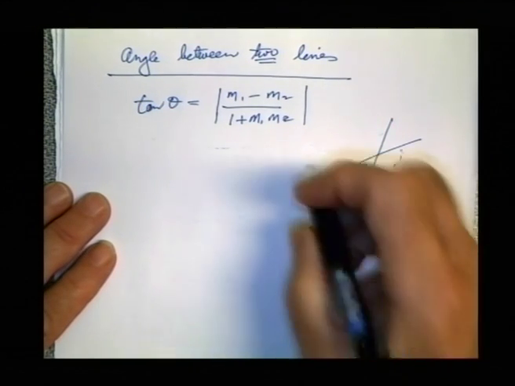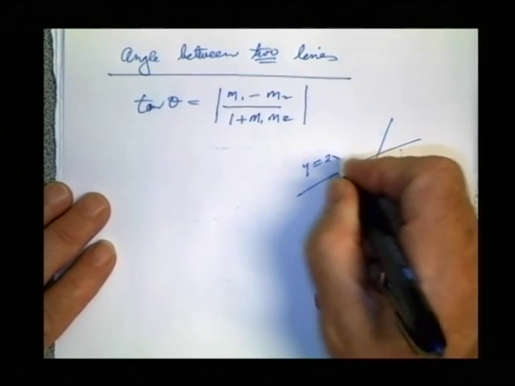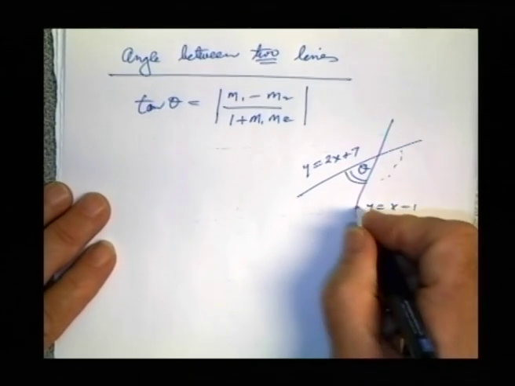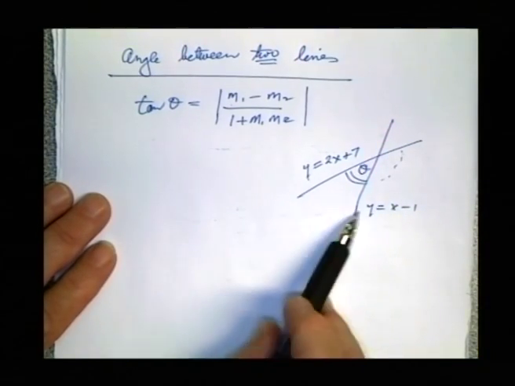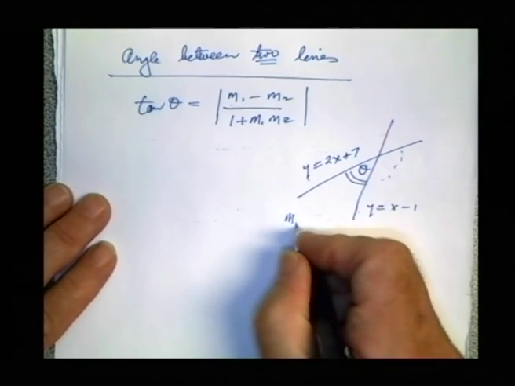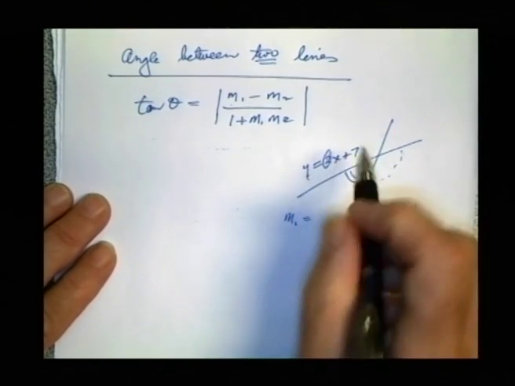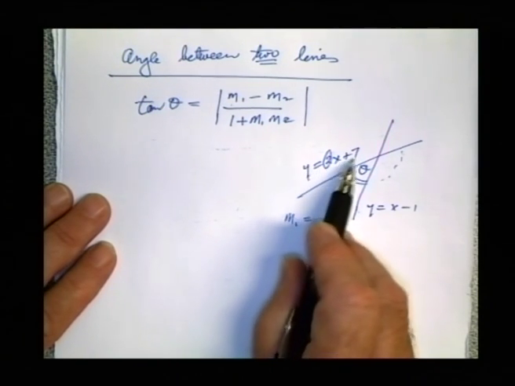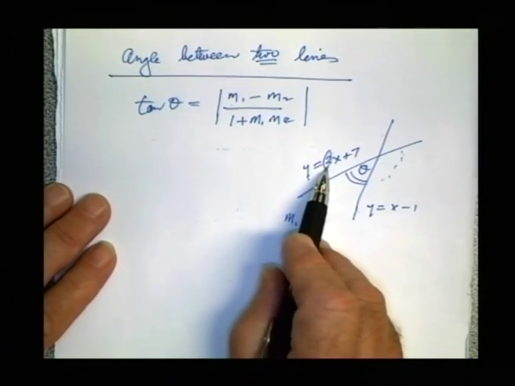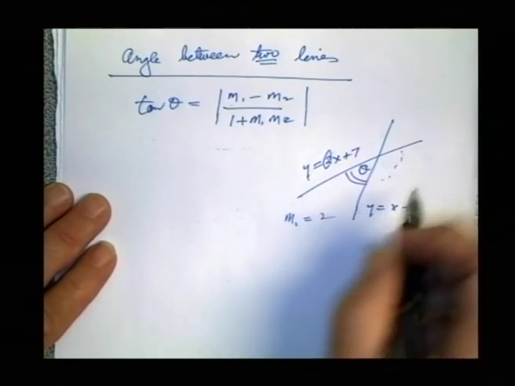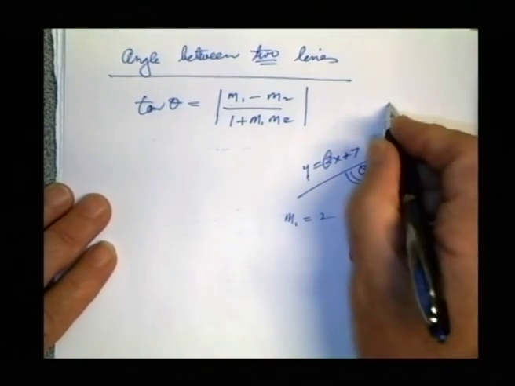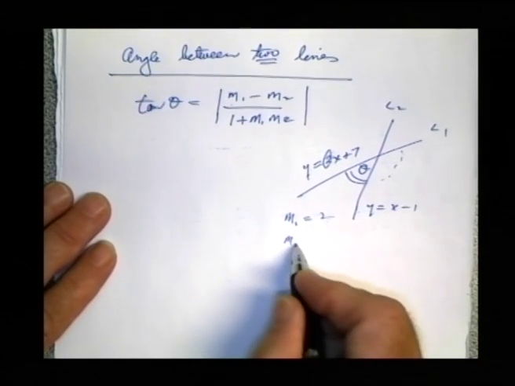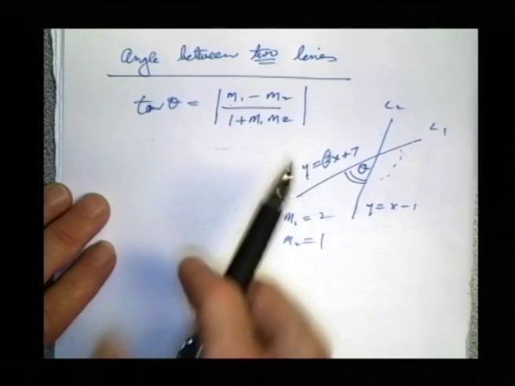What you need in this is, for example, y equals 2x plus 7 and y equals x minus 1, and so you're interested in the 2 slopes of the lines. You just say m1 is equal to, in this case, 2. To find the slope of a line, you must put it in the form y equals mx plus b, and the slope is, in this case, 2 for that line. You can call that L1, and the other one is L2. The slope of this particular line here is equal to 1.